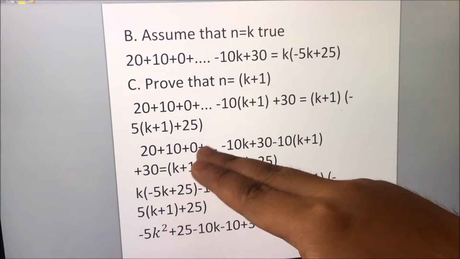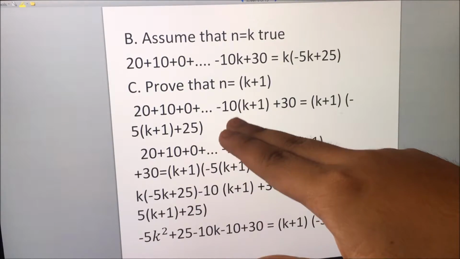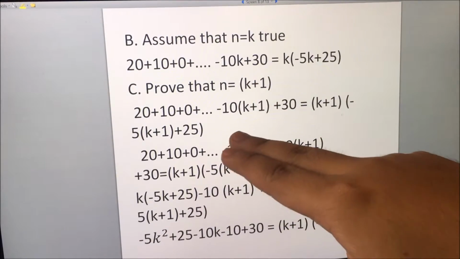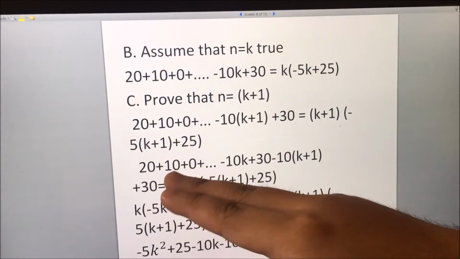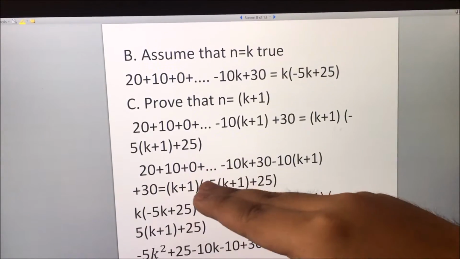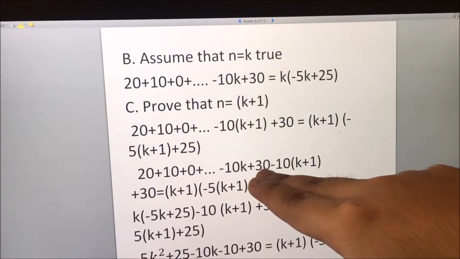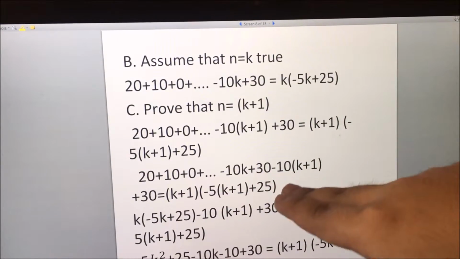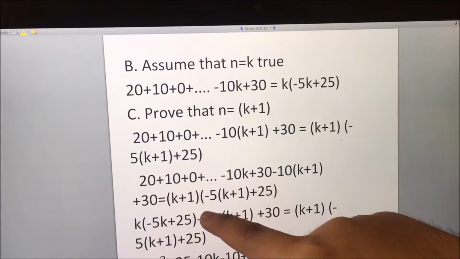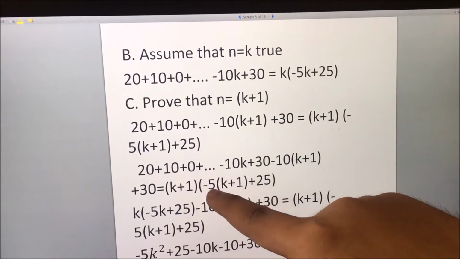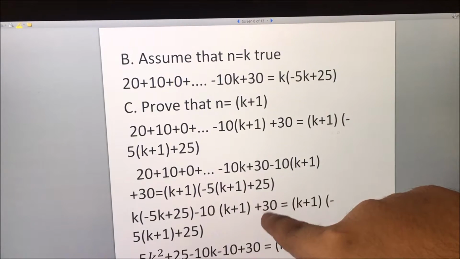So then we have to distribute everything, and we end up with 20 plus 10 plus 0 dot dot dot negative 10k plus 30 minus 10 times the quantity k plus 1 plus 30 equals k plus 1 multiplied by negative 5 times the quantity k plus 1 plus 25.